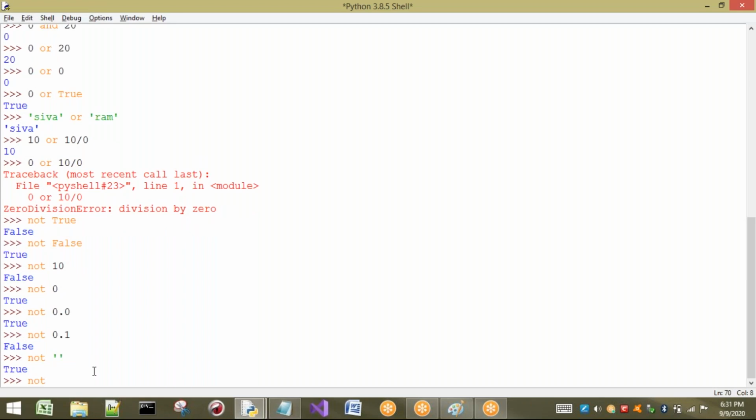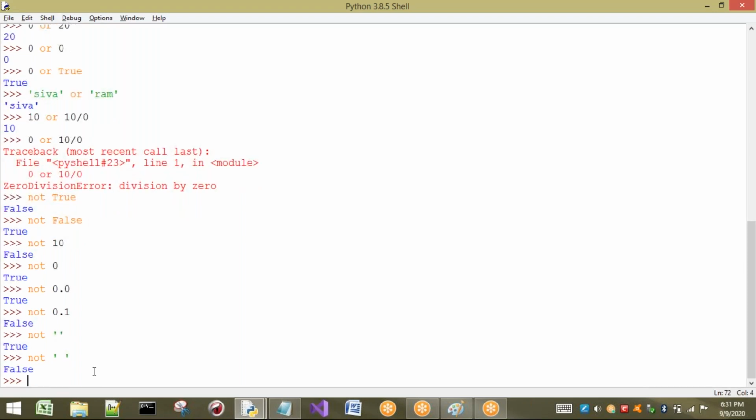Next, not space, this one. Is it an empty string? It is not an empty string, because inside that string I am having a space. So you will get false, because this is true. This will be considered as true because it is a non-empty string. So it will be considered as true.